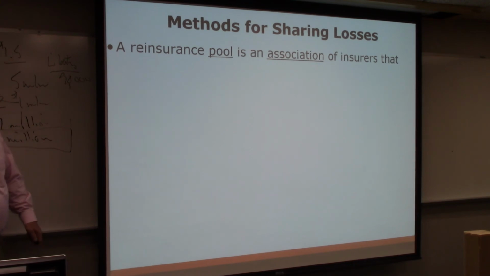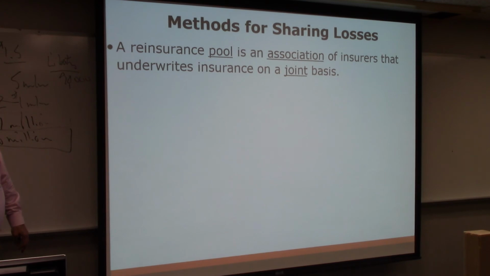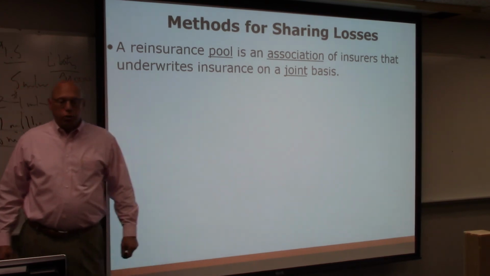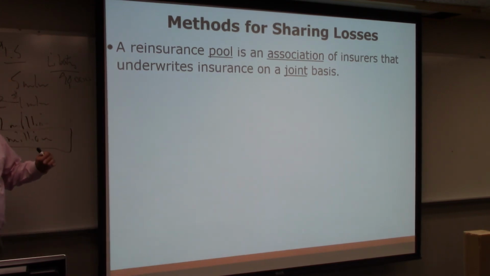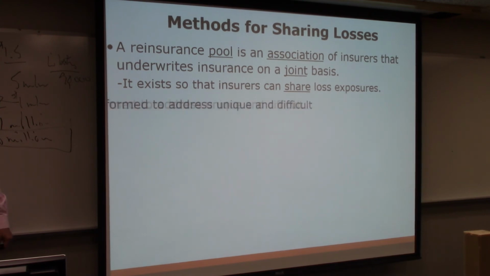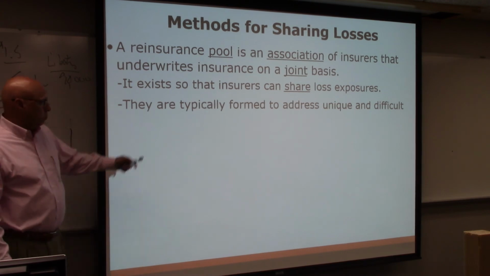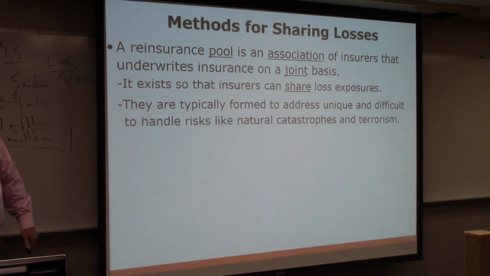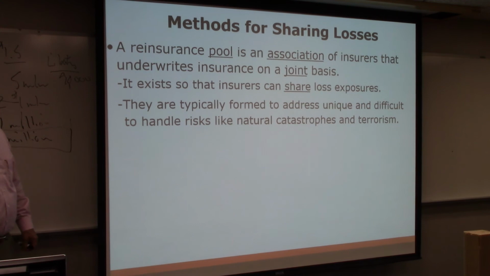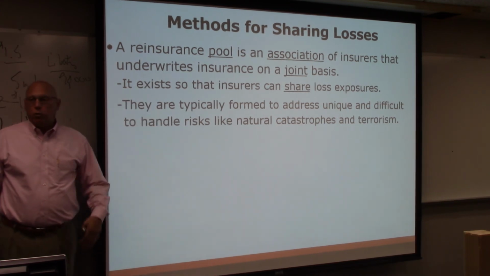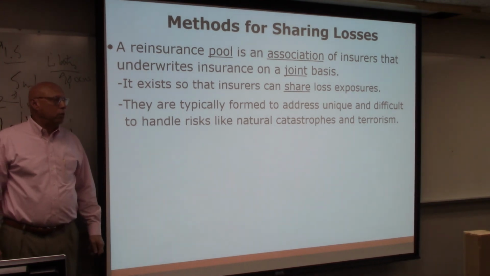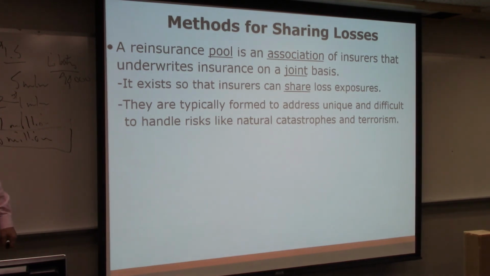Okay, so a reinsurance pool is when insurance companies, instead of using reinsurance companies, the primary insurers get together, and together they underwrite an exposure. So instead of using reinsurance, it's a form of reinsurance. And again, it's about managing risk. And this is not in your notes, but they're typically formed to address unique and difficult to handle risks like natural catastrophes and terrorism. So, infrequent, difficult to predict risks that have large potential losses, the insurance companies will often get together and say, okay, we'll go ahead and underwrite this risk, but we're going to do it on a joint basis. It's just a different way of reinsuring.